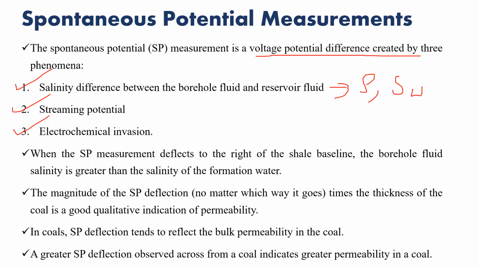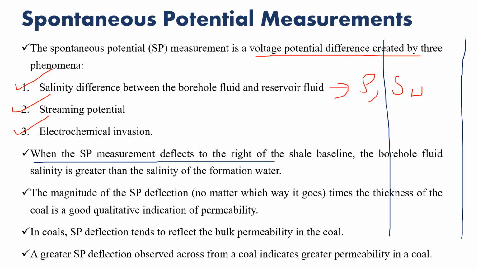So, when the SP measurement deflects to the right of the shale baseline. We generally can find a shale baseline and a sand baseline in the log. When the SP measurement deflects to the right of the shale baseline, the borehole fluid salinity is greater than the salinity of formation water. So the borehole fluid salinity is higher than the formation water.